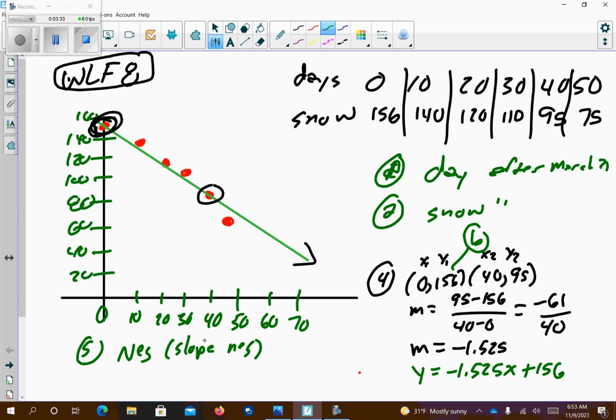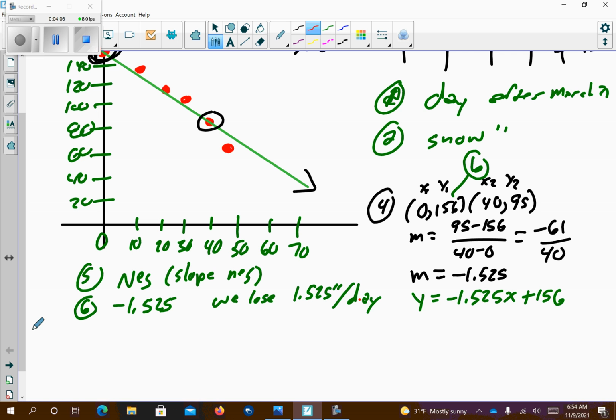Number 6, what is the slope? And talk about the context. Now this is going to make sense why I made it a decimal. Our slope is this. So in the y direction, we lose 1.525 inches of snow per day. And that makes it easier to do, so we don't have a fraction saying that we lose 61 inches of snow every 40 days. So it makes it a little better to do.